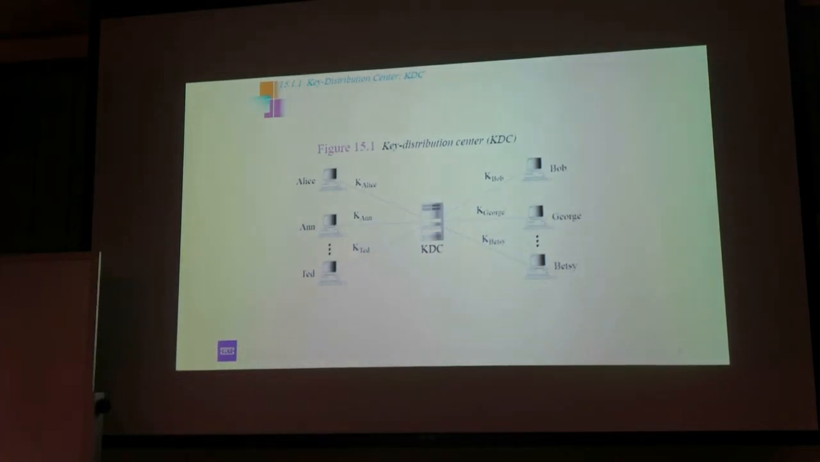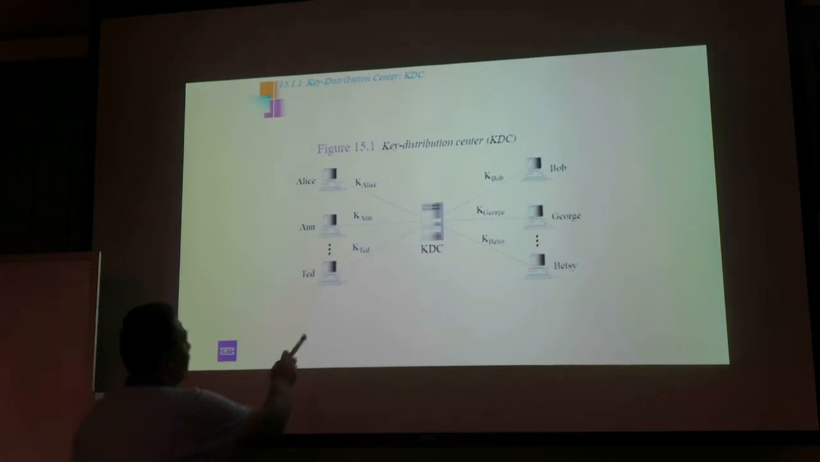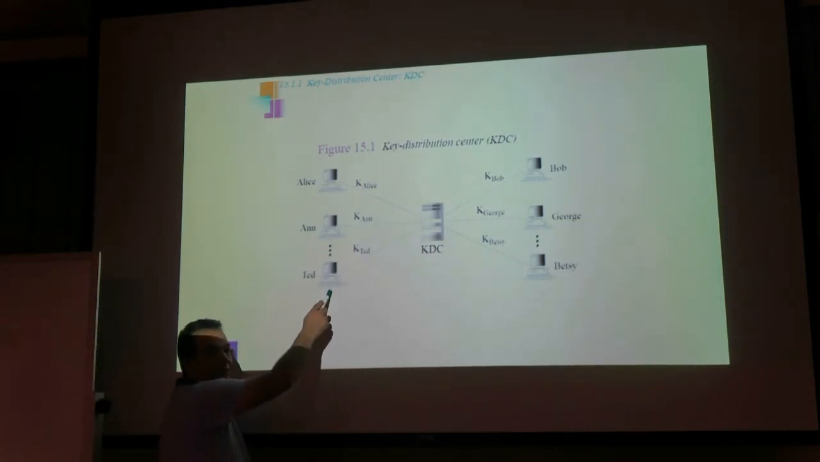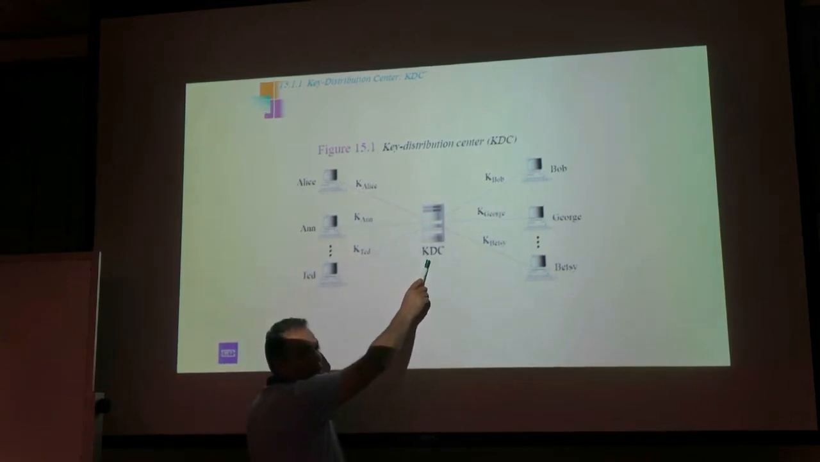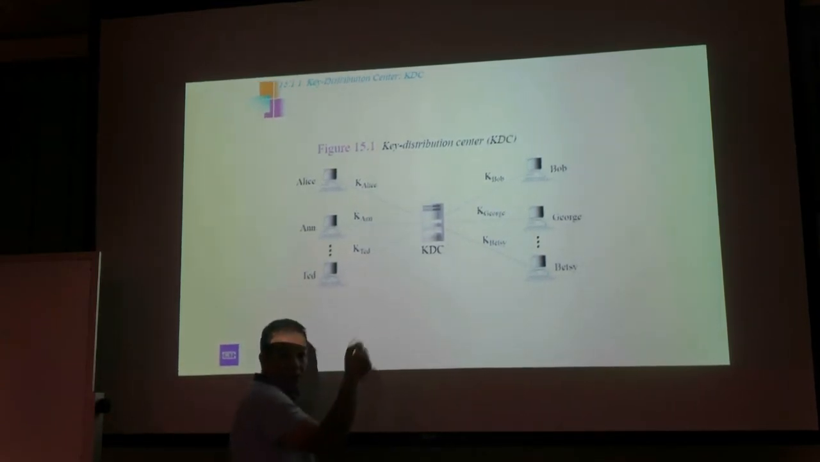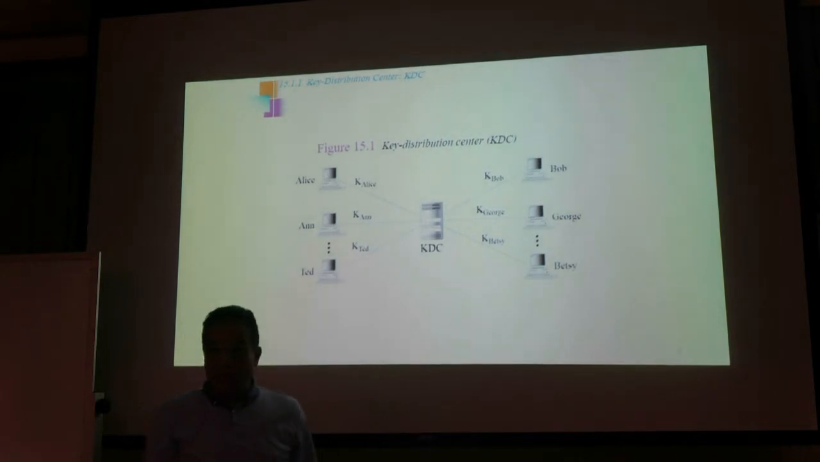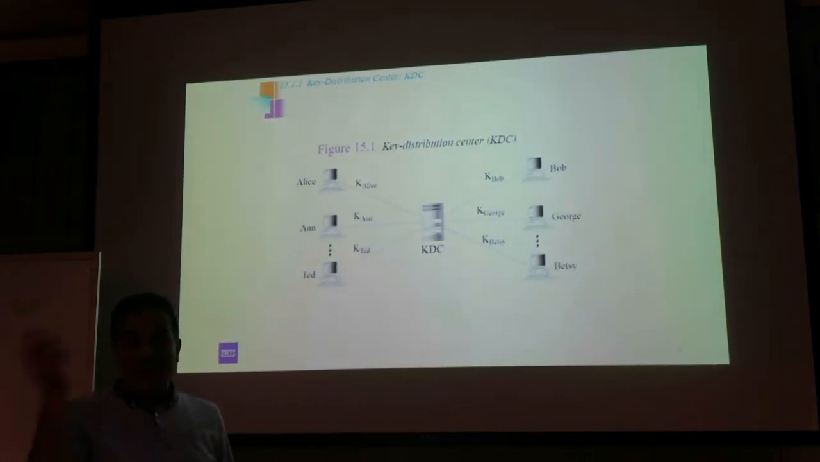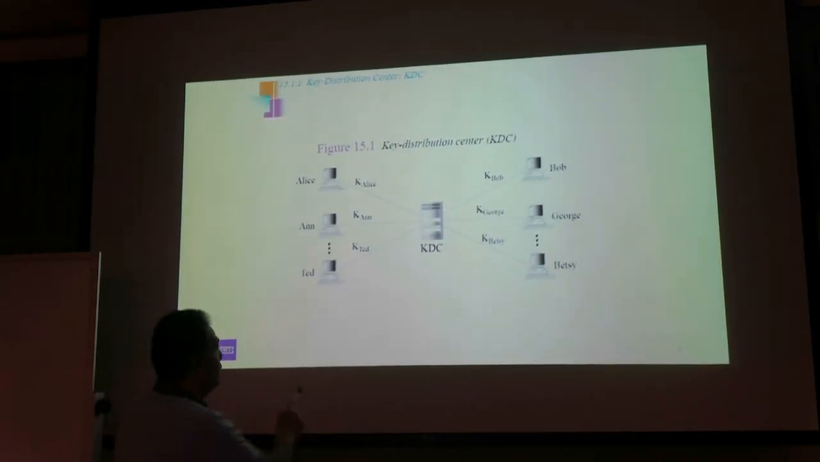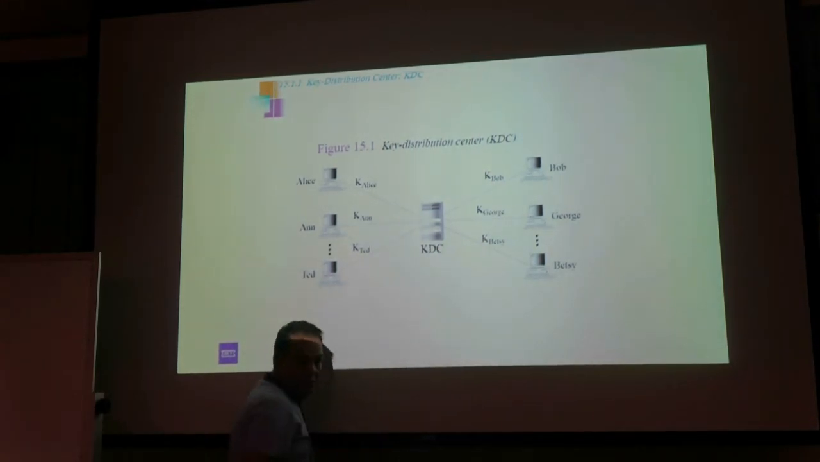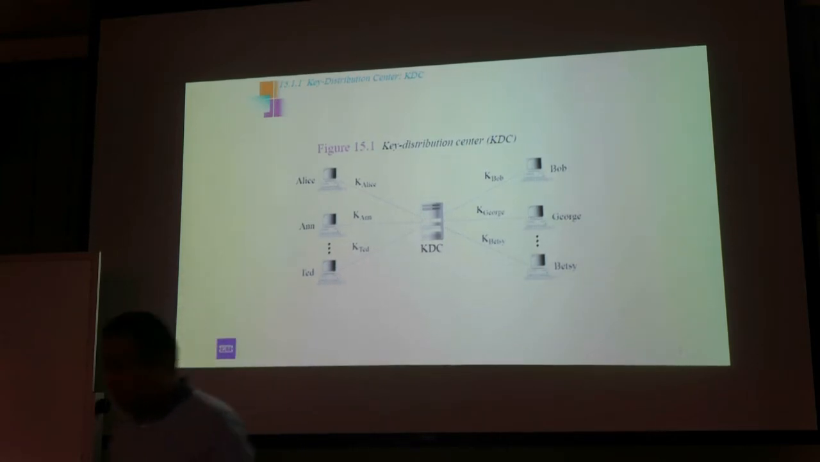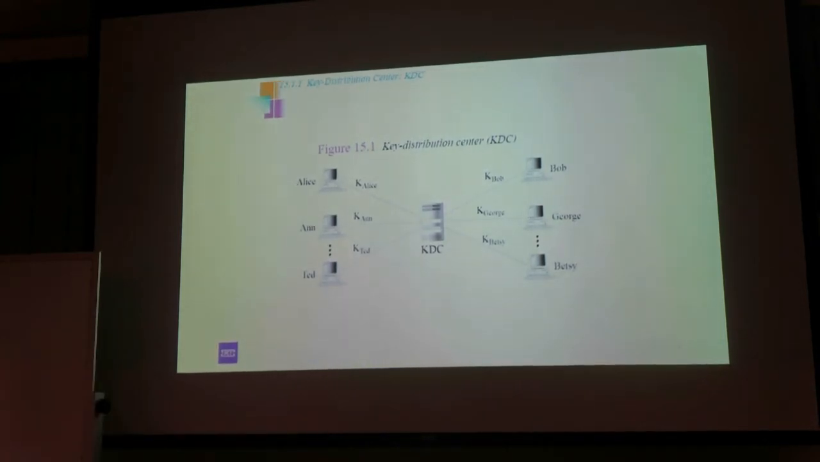So how many keys should each party save? One: the key with the KDC. That's the kind of permanent key. And whenever someone wants to communicate with another party, they will request a temporary key from the KDC, or Key Distribution Center.